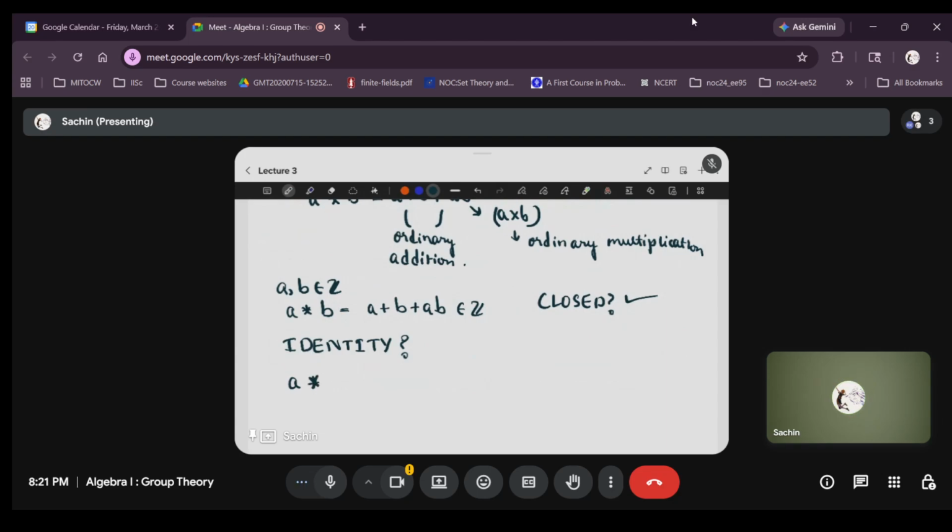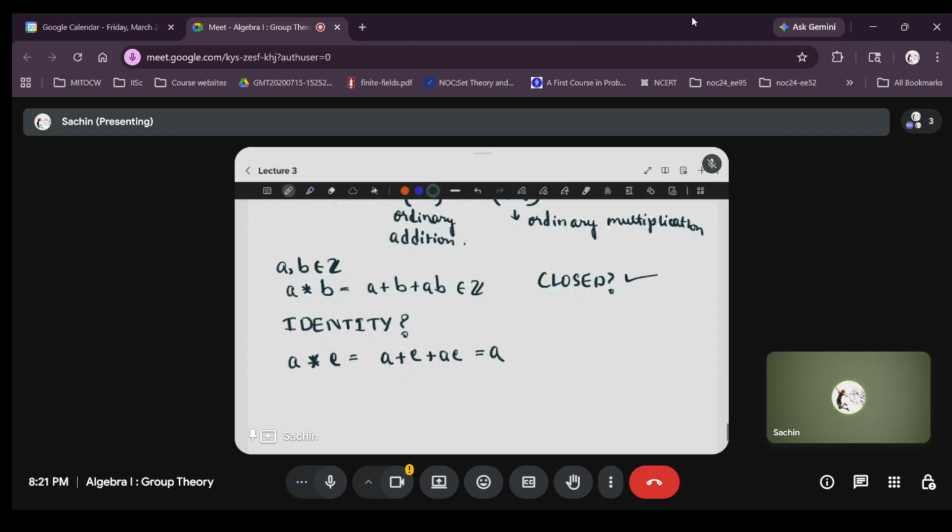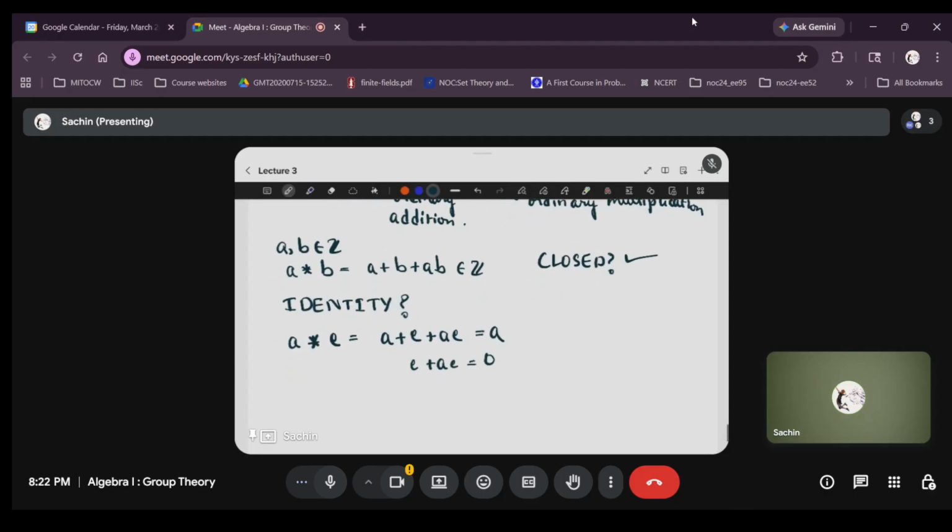So A star x is A plus x plus AX, that is equal to A. We'll say E, if it exists, then E plus AE is equal to 0. Subtracting A on both sides, then E into 1 plus A must be equal to 0.